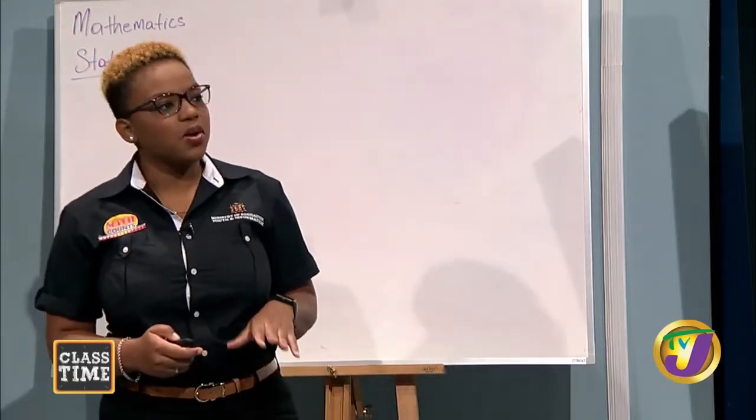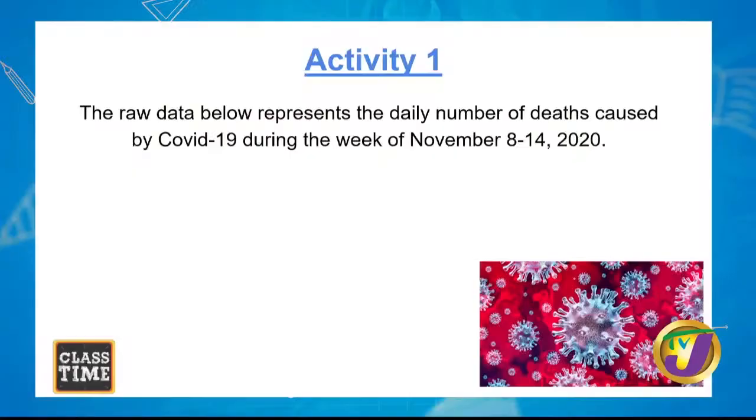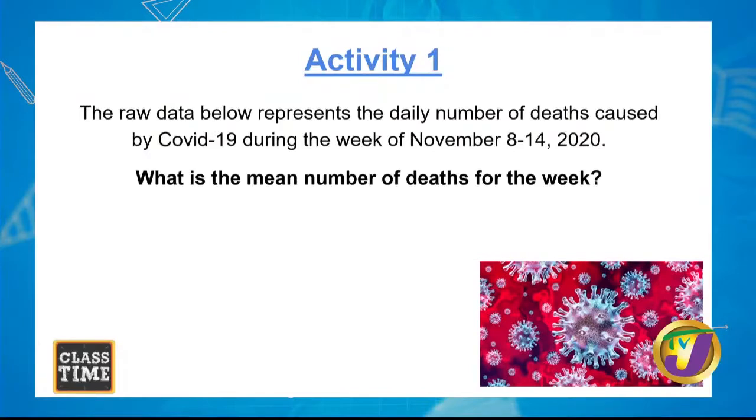All right. Here's an activity. We have some raw data below, and this represents the number of deaths caused by coronavirus, COVID-19, during the week of November 8 to 14, 2020. And Tyrone, I wanted you to help the viewers find out what is the mean number of deaths for the week November 8 to 14.